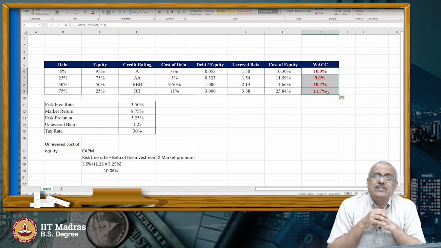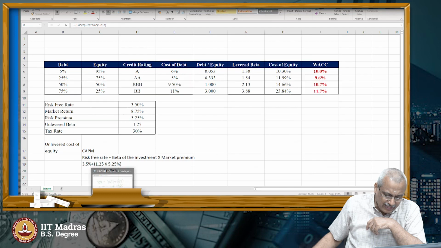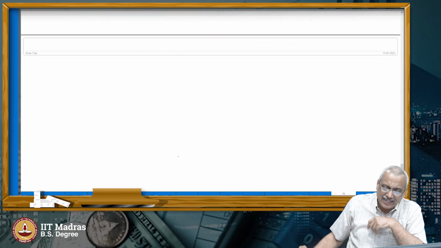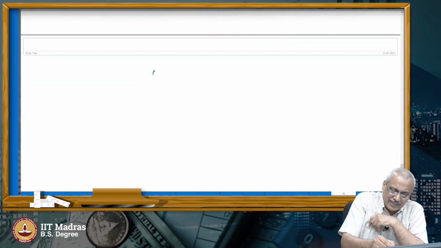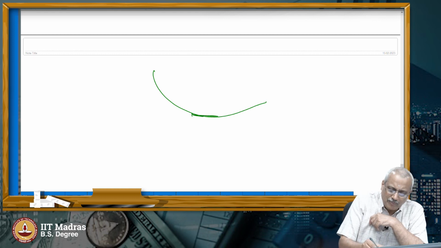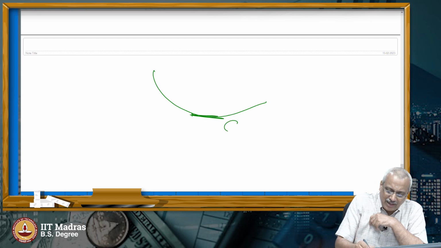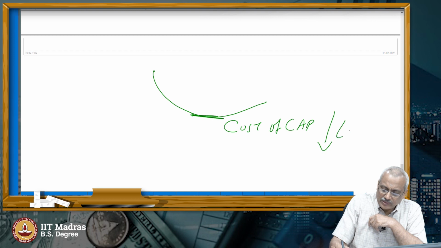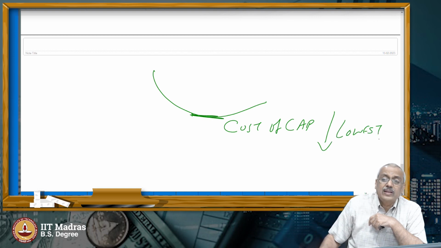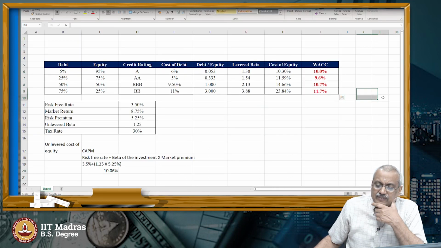So what is the objective? It is a simple curve. As debt changes, my cost of capital will follow this. You are looking at some point on this curve where the cost of capital will be at the lowest. Some combination will give you that.